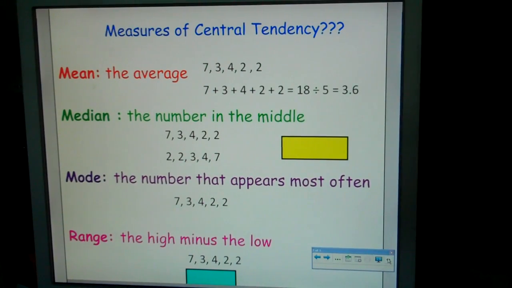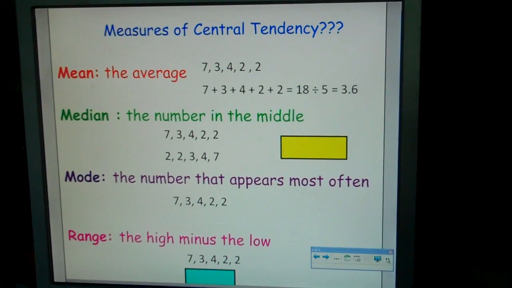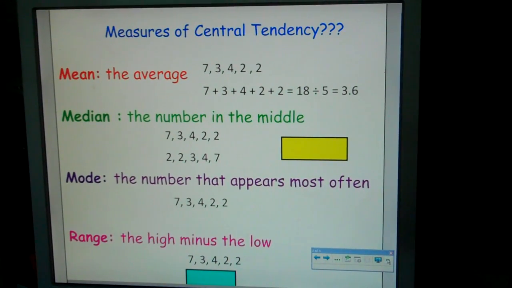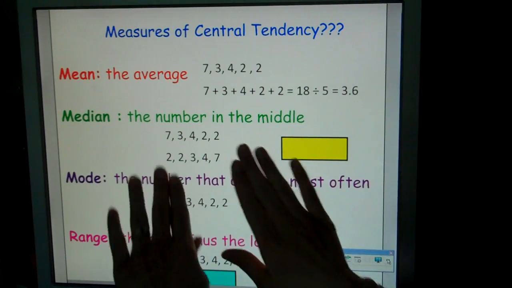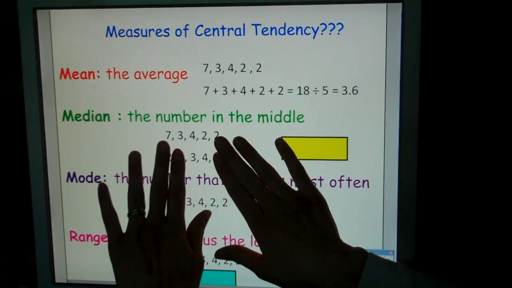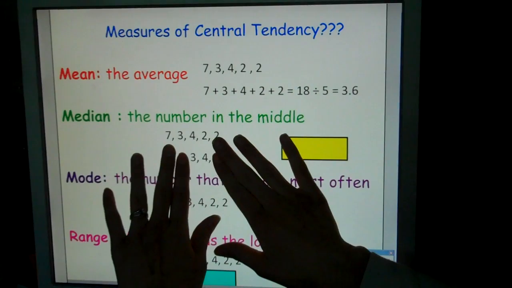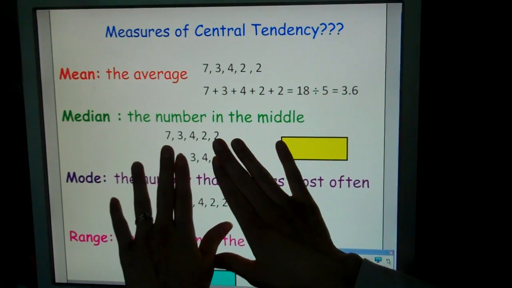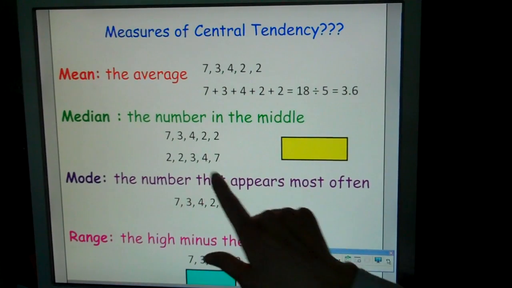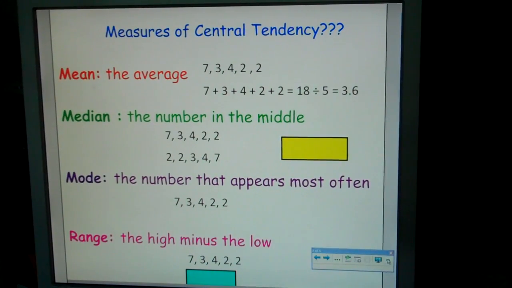Okay? What happens though if I end up with 2 numbers in the middle of my data set? You have to find the mean. So if I had, just pretending, if those 2 had ended up in the middle, 3 and 4, what's the middle of those 2 numbers? Well, 3 plus 4 is 7. 7 divided by 2 is 3.5. It would have been 3.5. Okay? So make note of that.